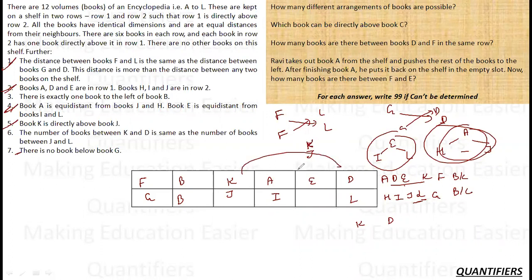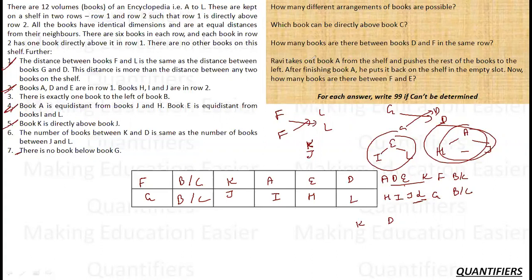Okay. The number of books between K and D is the same as the number of books between J and L, so this is essentially right. So what is the variable A, H? It was H here. H is here. Now I'm not sure about B and C, so it can either be here or here. So in this way I can complete my arrangement.